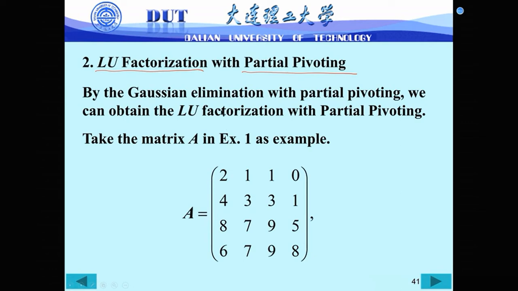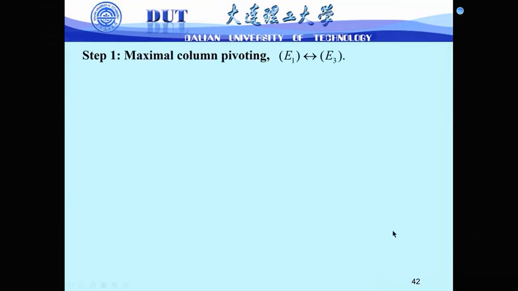This is the same matrix as in example 1. We practiced Gaussian elimination and LU factorization last week, right? Now we choose the same example, but we apply Gaussian elimination with partial pivoting, and we want to obtain the LU factorization with partial pivoting for this matrix A. Let's practice now, okay? Step 1. You should know the difference between Gaussian elimination and Gaussian elimination with partial pivoting: we just need to select a new pivot in each step before elimination. Are you clear?